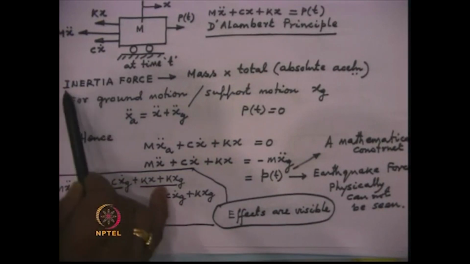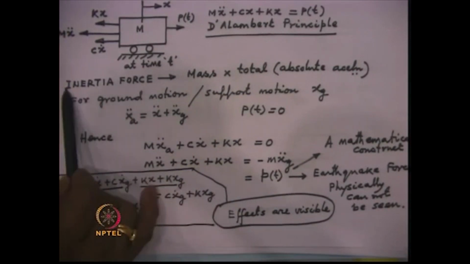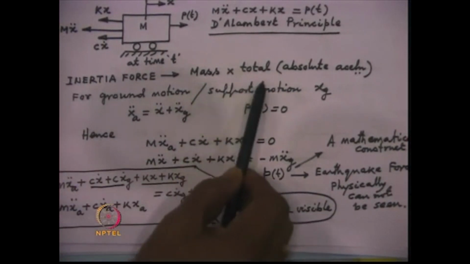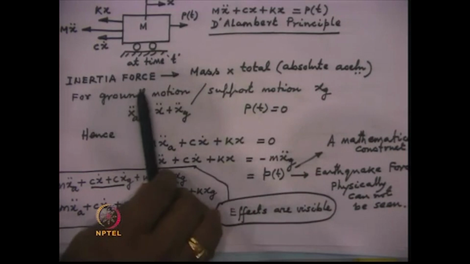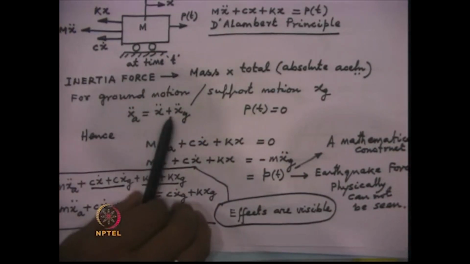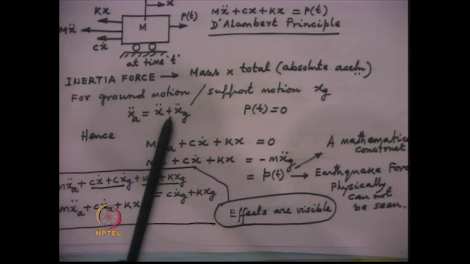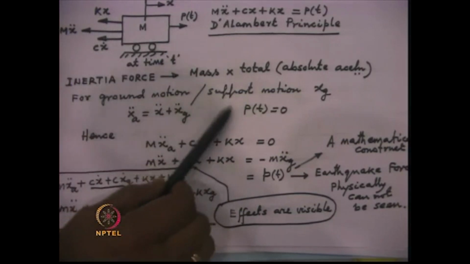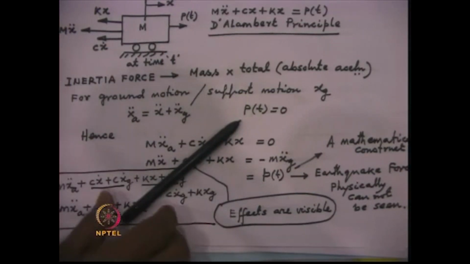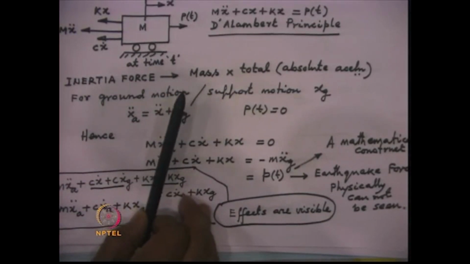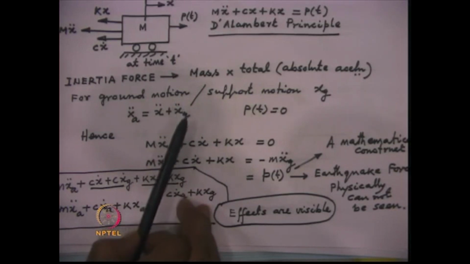Now, the most important thing here is that the inertia force is equal to mass times the total or absolute acceleration, if it is present. In the previous case, we did not have any absolute acceleration, because x double dot itself was the total acceleration, because there was no movement of the support. But if there is a movement of the support, then the inertia force which is generated is equal to mass times the total acceleration of the system.